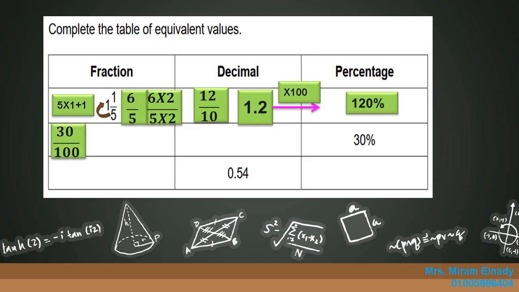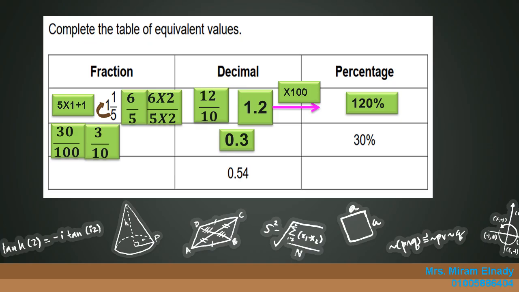Let's see that. 30% means 30 over 100. As a fraction, we need to put it in its simplest form. How can I simplify 30 over 100? Both have zeros, so we can divide up and down by 10. So it will be 3 over 10. As a decimal, it will be 0.3, which is 30%.